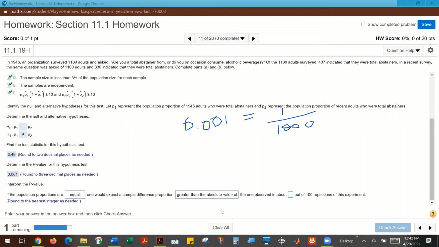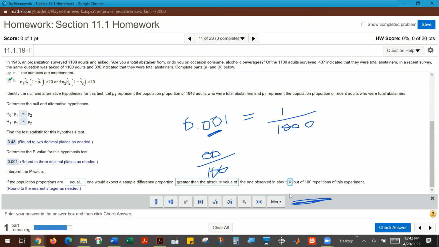They want this, how many out of 100 repetitions would work on this experiment. So since you're doing 1 out of 100, that's the first 2 decimal places, which is 0 out of 100. So technically, we would have 0 out of 100. So if the population proportions are equal, one would expect our sample difference proportion greater than the absolute value of one observed in 0 out of 100 repetitions of this experiment.